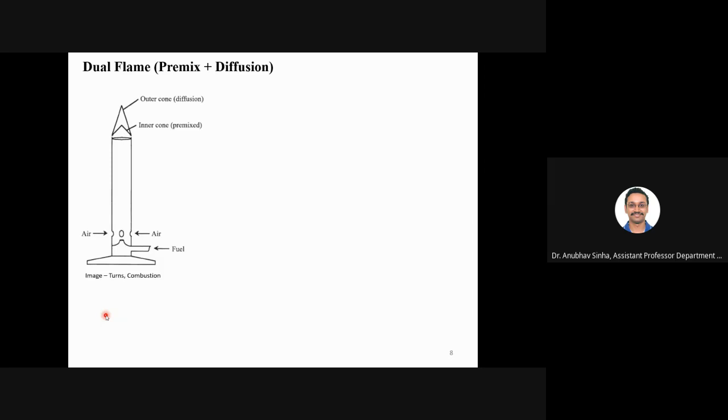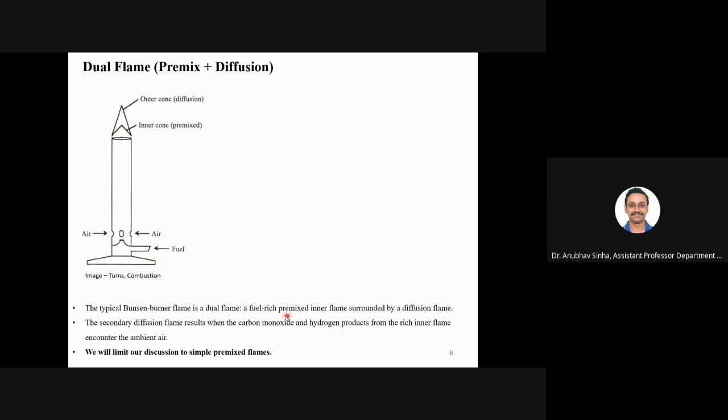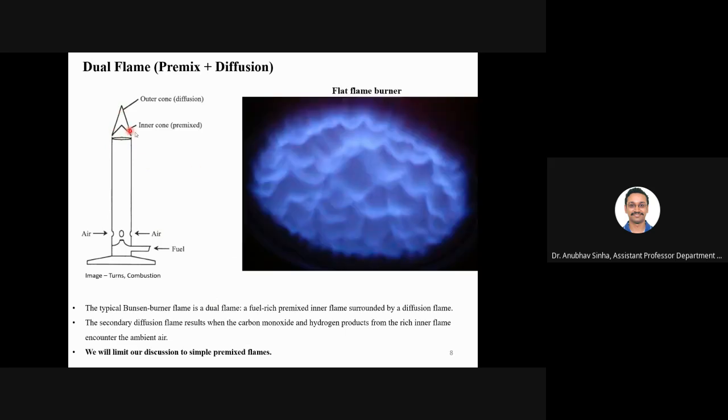Now there's another interesting flame which is called a dual flame. It will have an inner core which is premixed, but a lot of fuel remains. Mostly if you operate it very rich, fuel rich will give you one premixed flame and one diffusion flame. I did some experiments, so one of the images is from there. This is not in your syllabus. I just wanted to show it because it is interesting, but do not worry much about it. We will limit our discussion to simple premixed flames.